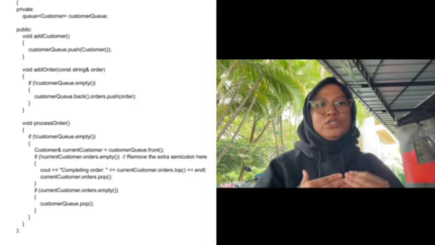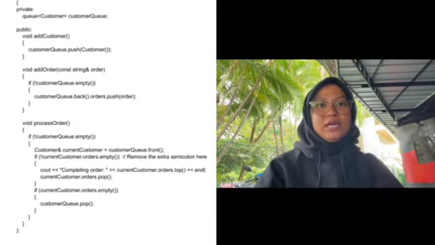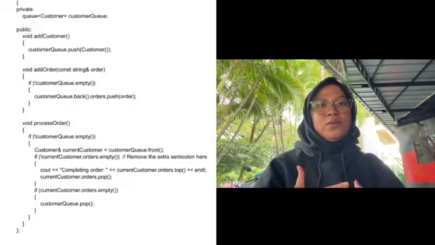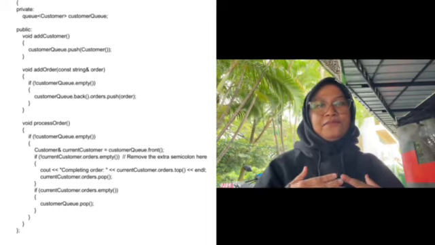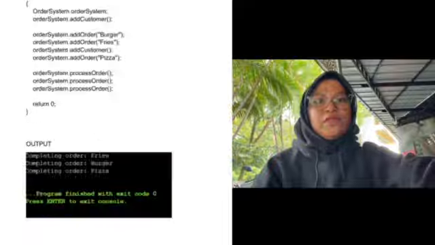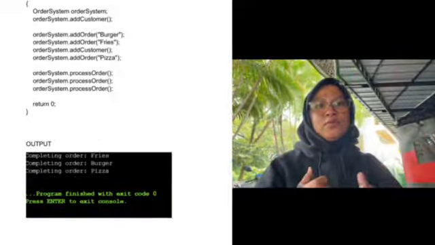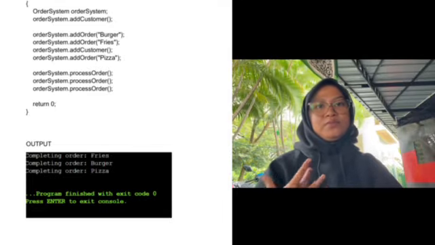8.1 Order explanation. The output will show each order being completed in the order they were placed, ensuring the customer who ordered first gets their food first. For example, completing order fries, completing order burger, completing order pizza.